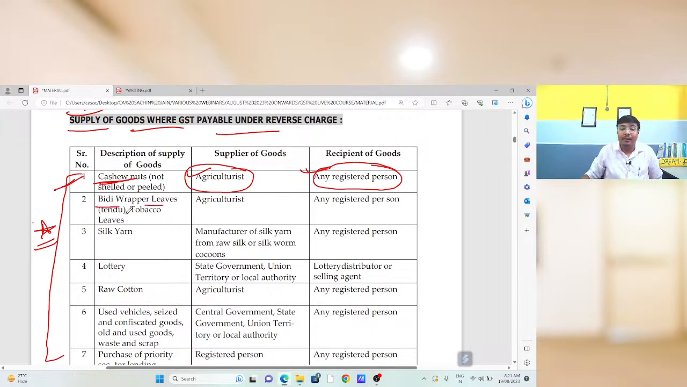Second goods, bidi wrapper leaves, tobacco leaves. In all types of supply, the supplier is not liable to make the payment of taxes. The recipient is liable to make the payment of taxes. Again, bidi wrapper and tobacco leaves are all supplied by the agriculturalist. So this is the intention of the government. Hence, in that case, the recipient has to make the payment of taxes. Silk yarn, manufactured by a manufacturer. In that case, the silk yarn is supplied by the supplier to the recipient. The supplier is not liable to make the payment of taxes. The recipient is liable to make the payment of taxes.